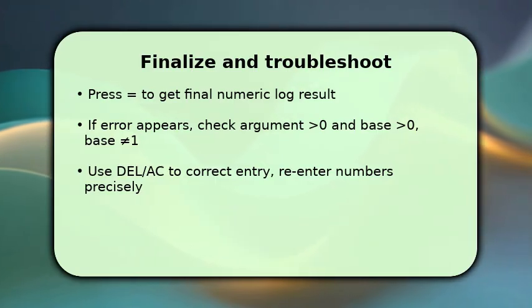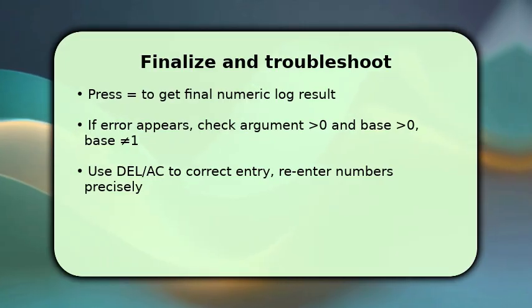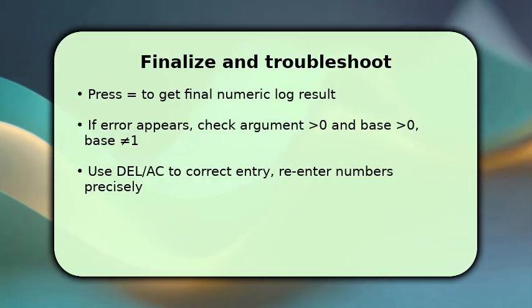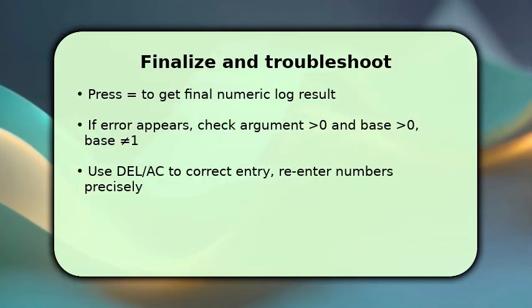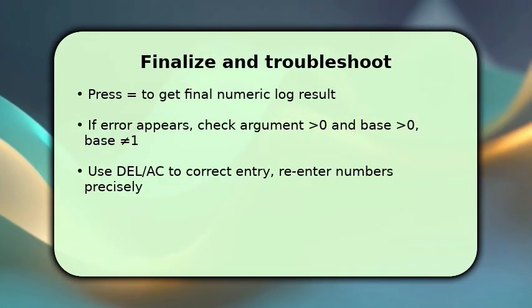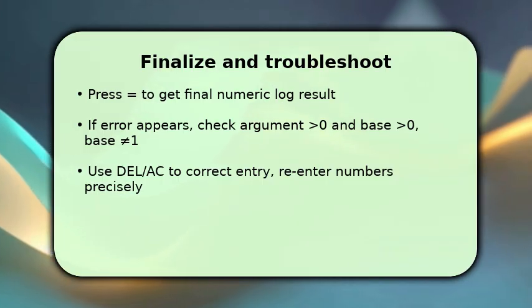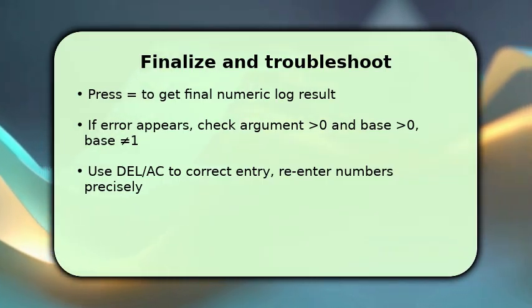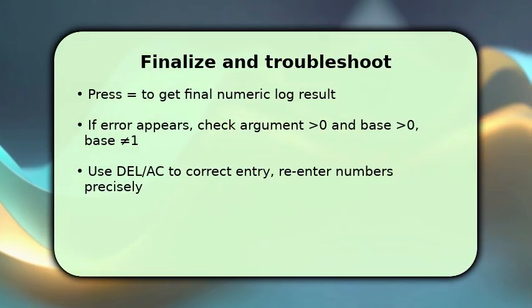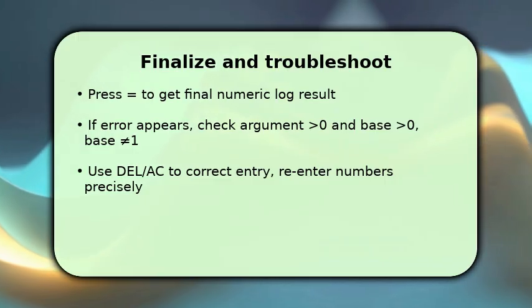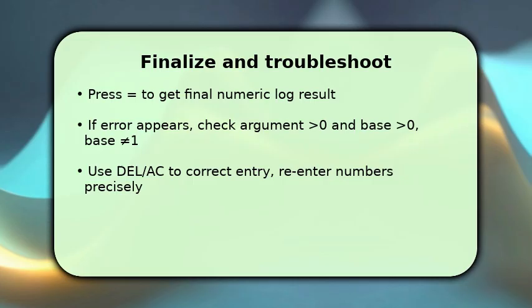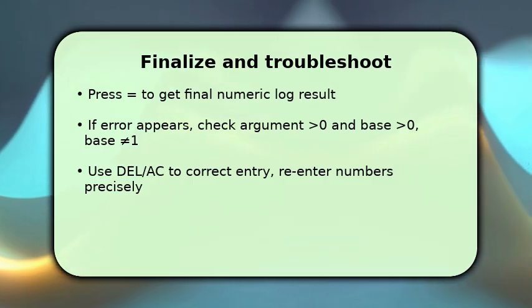If the display shows an error, check the mathematical constraints. The argument must be positive, the base must be positive and not equal to 1. Once done, make sure you use the same function, log versus ln, in both numerator and denominator for change of base. If keystrokes are wrong, press DEL or AC to clear and re-enter the values carefully to avoid mismatched parentheses or stray operators.